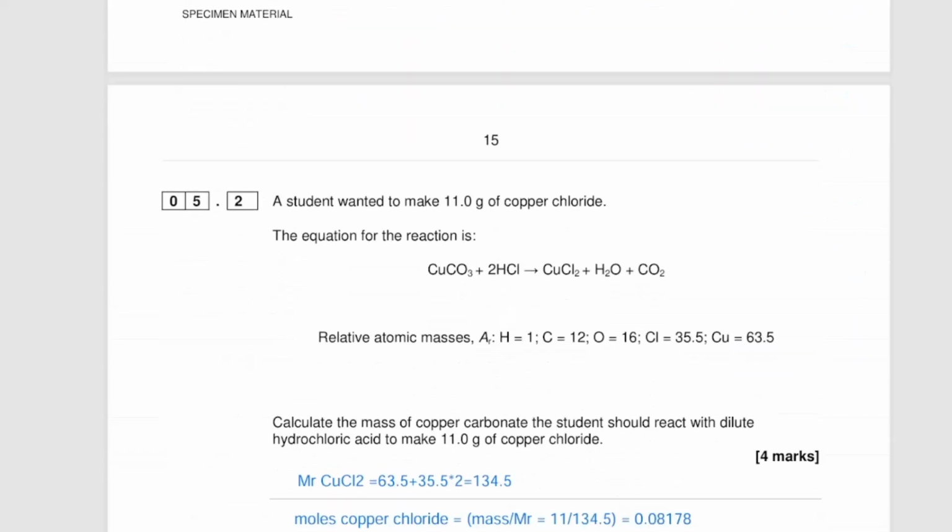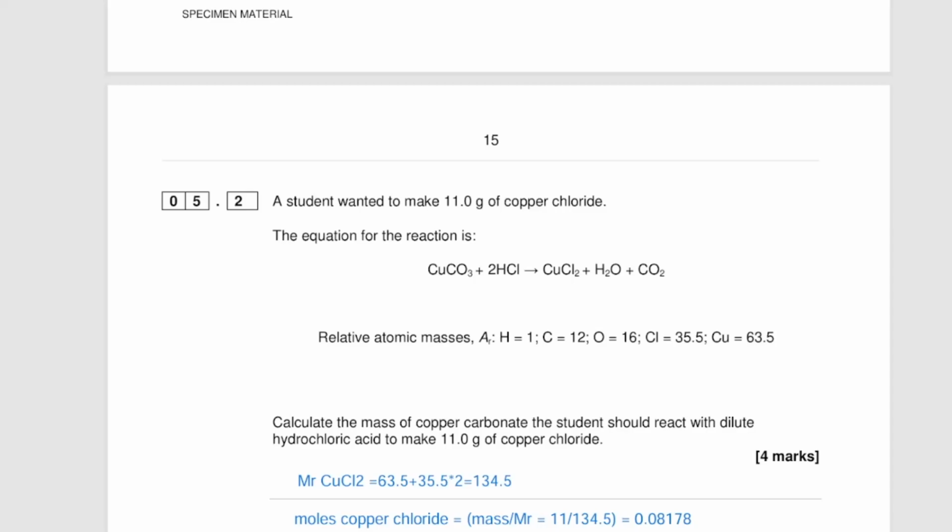Now for 5.2, a student wanted to make 11 grams of copper chloride. Then we're given the equation for the reaction, and we're expected to calculate the mass of copper carbonate the student should react with dilute hydrochloric acid to make 11 grams of copper chloride. But firstly, we want to work out the molecular mass of copper chloride, which is 134.5.